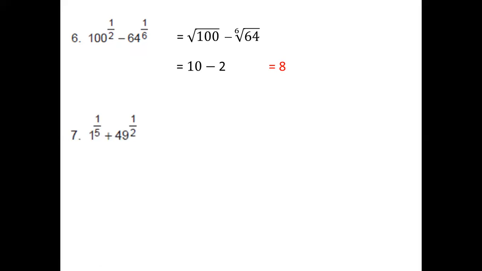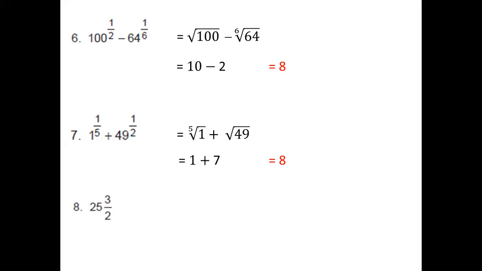Then the next question, again, you have to rewrite the question. So the fifth root of 1 plus the square root of 49. As you know, which number multiplied any number of times will give you 1? 1. The index of the root doesn't matter; the root of 1 is going to be 1. And the square root of 49 is going to be 7. Square means 2, so 7 multiplied 2 times will give you 49. So 1 plus 7 equals 8.